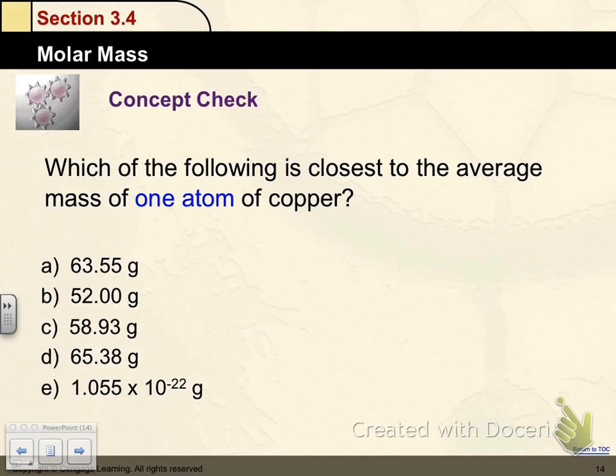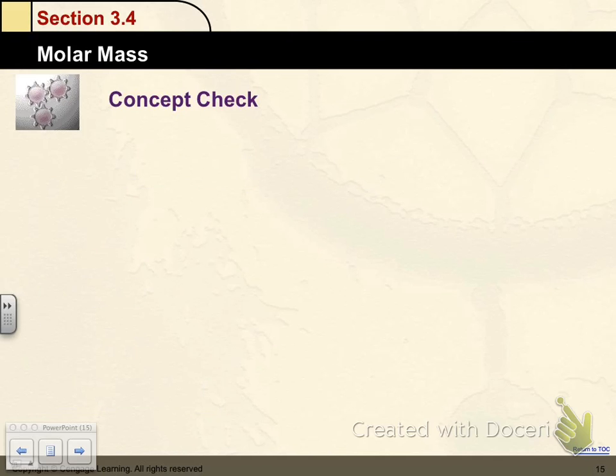Let me ask you this. Which of the following is closest to the average mass of 1 atom of copper? Do you think 1 atom of copper is 63.55, 52, 58.93, or 65.38, or this really small number on the bottom? Now remember, we're talking about 1 atom of copper, and it should have come out to the number on the bottom, letter E. And you see that that's a very inconvenient number. It'd be very difficult to mass that on a scale. That's why the mole is so useful, because it allows us to mass out a number of atoms that we can reference.